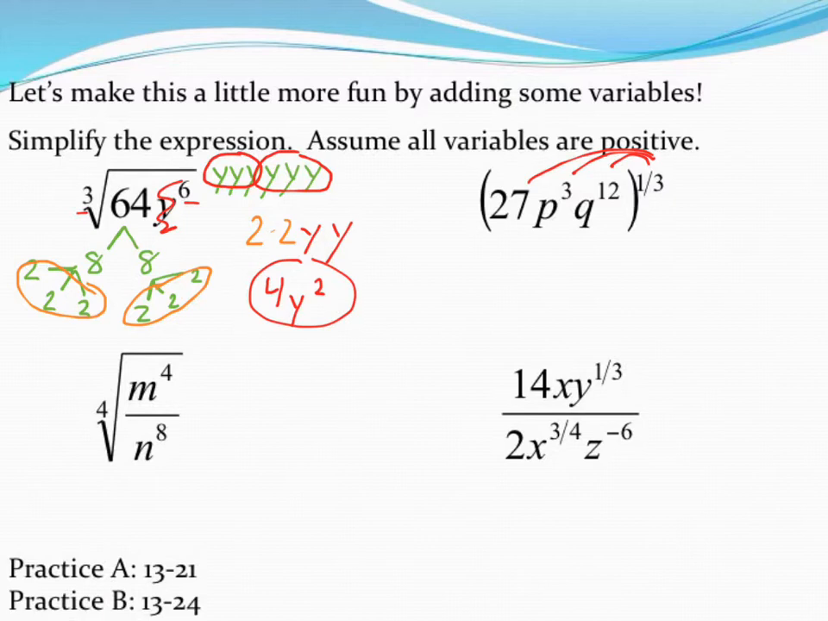Let's start from the back of this and work towards the front. In the back, I have a power raised to a power. Well, all along the rule has been to multiply. So let's continue it. The rules haven't changed. 12 times 1/3 is 4, so I get q to the 4th power.